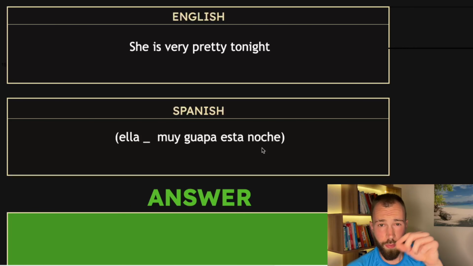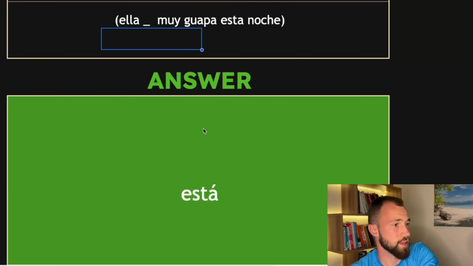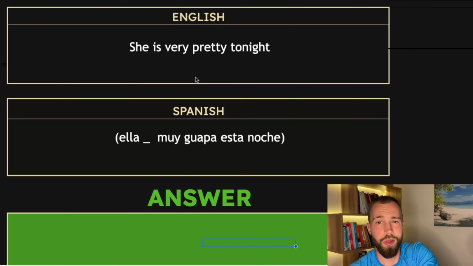So if you're referring to a specific moment, like right now, you would use estar because it was a condition that she had for a moment. If you just want to say she's very pretty in general, ella es muy guapa. I said linda, which means cute, but either way, it's a compliment to her appearance. So let's see, it should be está. And there it is. So hopefully you scored perfect with me. If not, it is what it is.